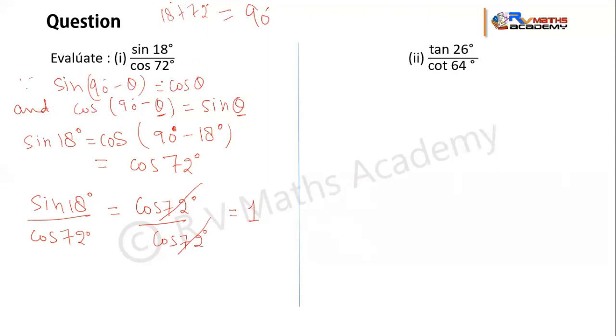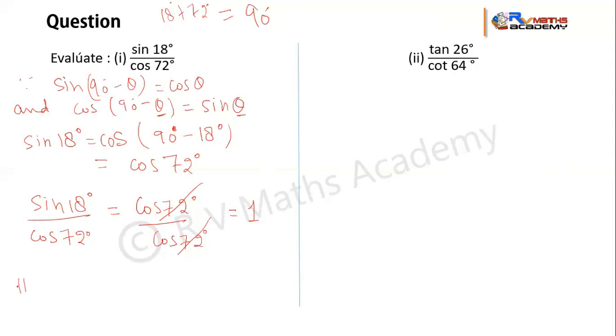One more thing you have to keep in your mind: if you are changing the trigonometric ratio, make sure you will not change the angle value. Here the trigonometric ratio is sine, and here you have written cos. At a time you will change only one thing. Either you will change the value or you will change the trigonometric ratio. If you are changing the trigonometric ratio, then don't change the value, and if you are changing the value, then don't change the trigonometric ratio.